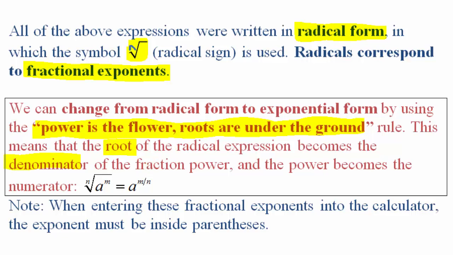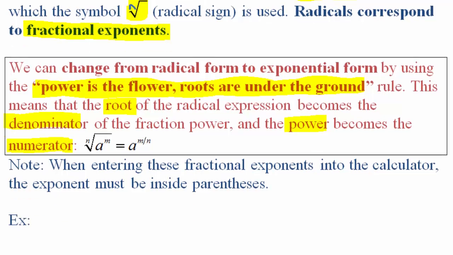So if you think of a fraction, the fraction bar is kind of like the ground. So the root of the radical expression becomes the denominator because that's under the ground, and the power of the radical expression becomes the numerator of the exponential expression, because the power is the flower. The flower is above the ground, and the root is under the ground. So the power becomes the numerator, and the root becomes the denominator. If you just remember that phrase, you should be good.